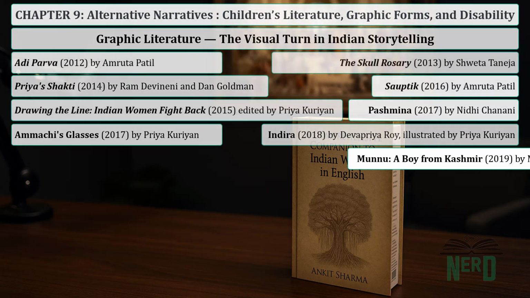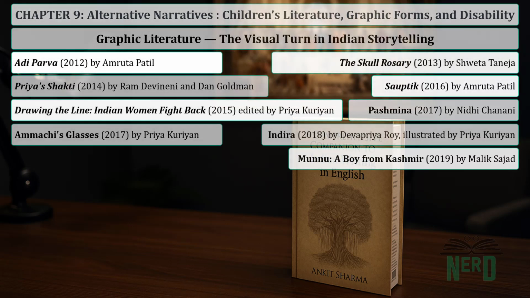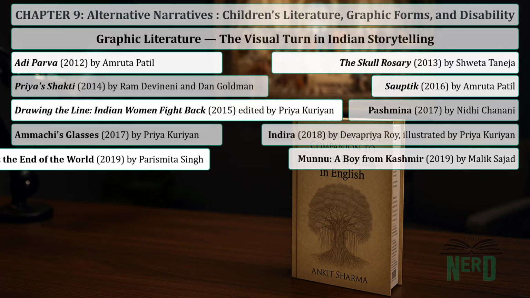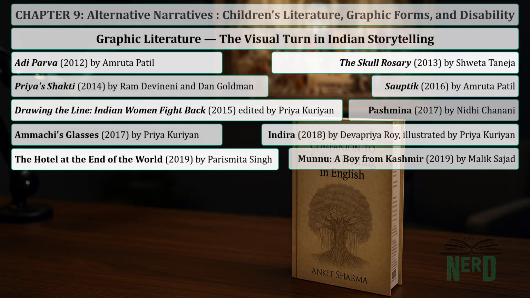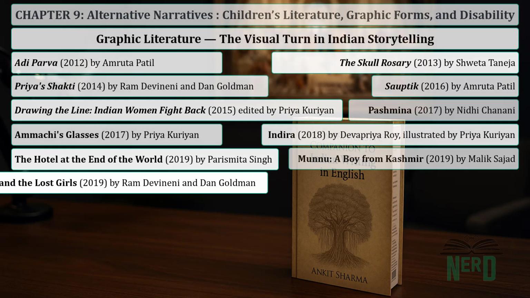2019 was a landmark year. Malik Sajad's Munnu, a boy from Kashmir, revealed the raw pain of growing up amid conflict, while Parismita Singh's The Hotel at the End of the World weaved northeastern folklore into surreal tales. That same year, Priya and the Lost Girls tackled sex trafficking with grit and grace, showing the power of sisterhood.